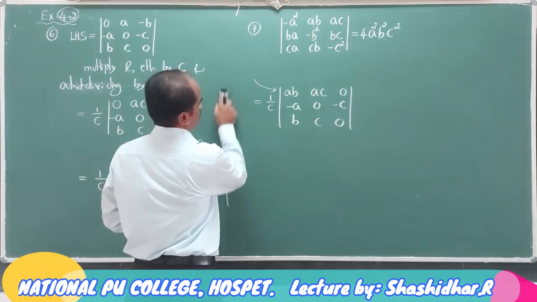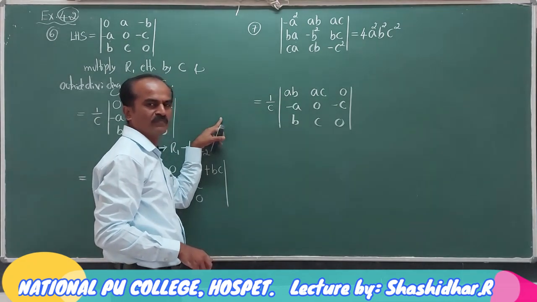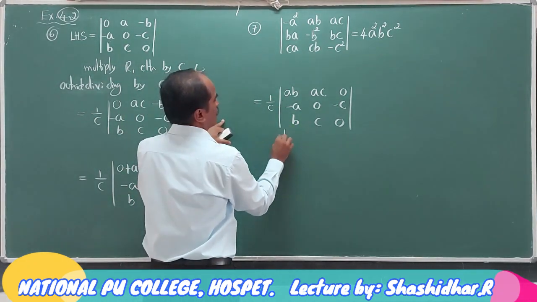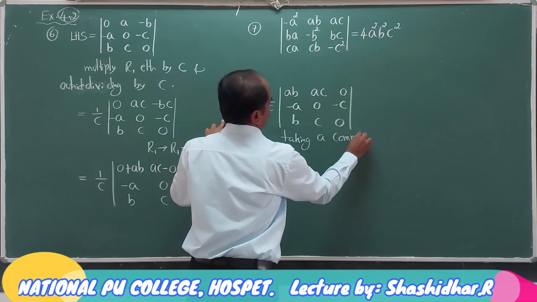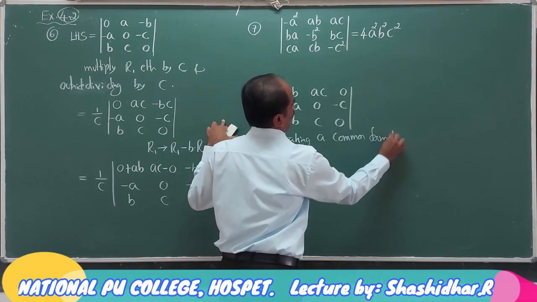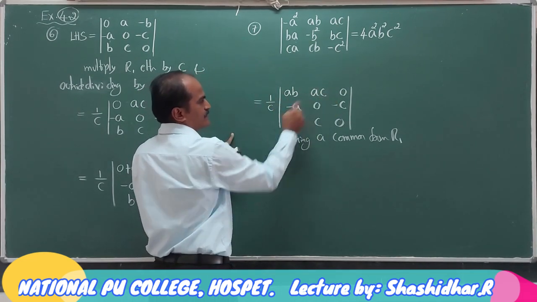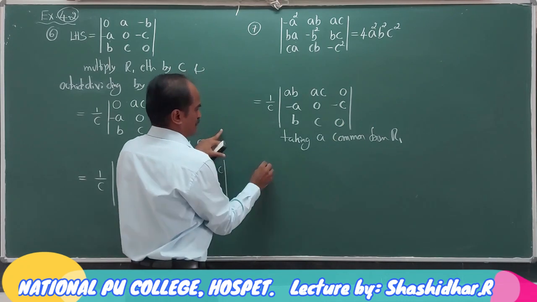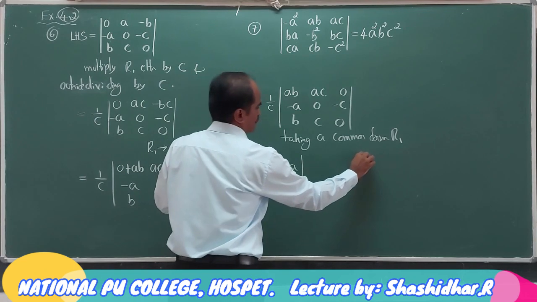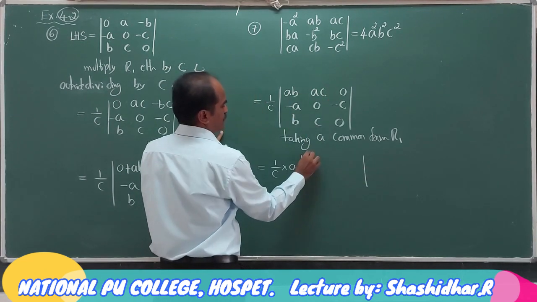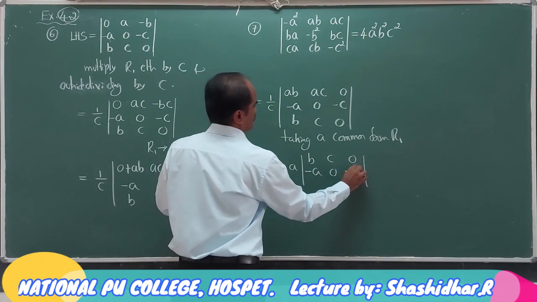Otherwise, I will treat the first row elements as all multiples of A. I will take A common. Taking A common from R1, because all the elements are multiples of A: this is A times of B, this is A times of C, this is A times of 0. So 1 by C into A into determinant. After taking A common in the first row, I get B, C, 0. Second and third row as it is.